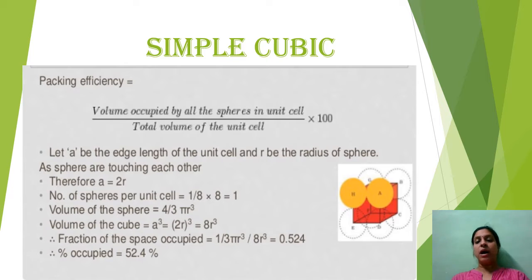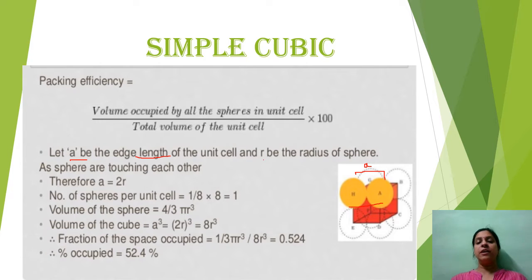and multiplied by 100. So if this is a diagram of a simple cubic unit cell, as you can see here, in the simple cubic unit cell there are spheres, or constituent particles, lying at the corners of the cubic unit cell. Let a be the edge length of the unit cell, from here to here, that is a.